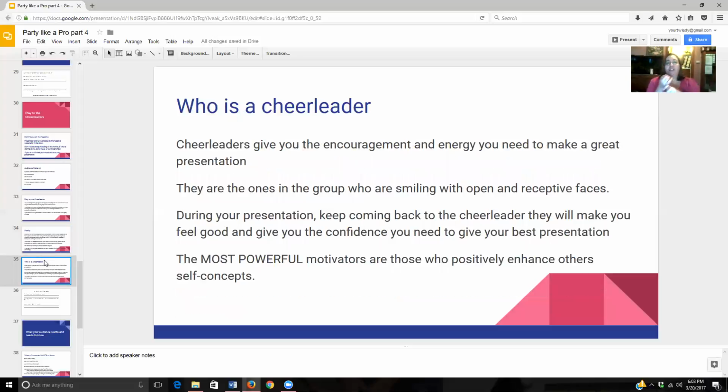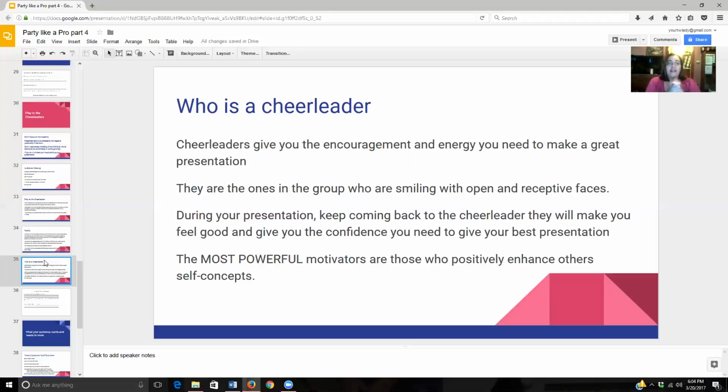So again, the cheerleader is someone who's going to give encouragement and energize you as well as the presentation. And it could just be as simple as, oh my gosh, I'm so excited to be here today. Or I haven't seen Tupperware forever. What do you have new? Right? So that person who's asking questions, inquisitive, excited. They're the ones in the small group like we talked about who are smiling with open and receptive faces. So they're paying attention to you and listening.